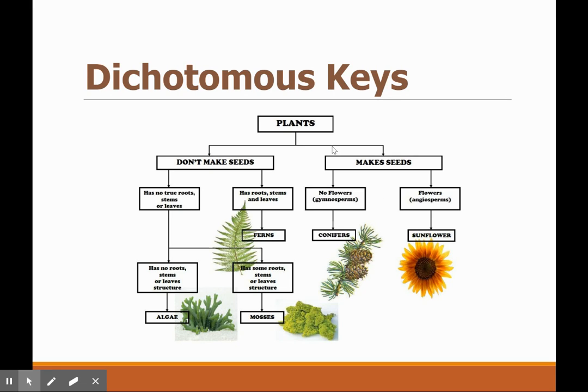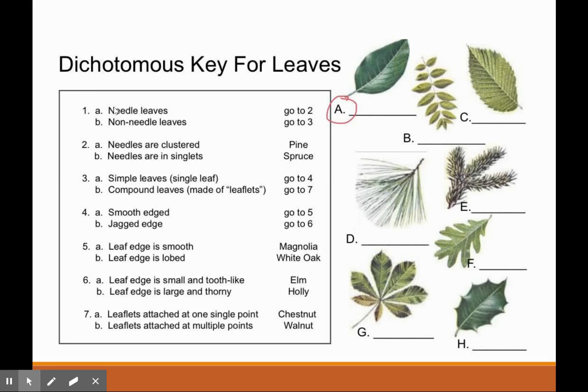Okay, so it can look like this, but it can also look more like a table. So the next one, it has steps. It has 7 steps, and in each step, there's 2 choices. Okay, so if we were going to identify leaf A, well, does it have needle leaves or non-needle leaves? Non-needle leaves. So where am I going to go? 3. Does it have a simple leaf or a compound leaf? Simple leaf. So where am I going to go? 4. So next, does it have smooth edges or jagged edges? Smooth. So where am I going? 5. Leaf edge, is it smooth or lobed?